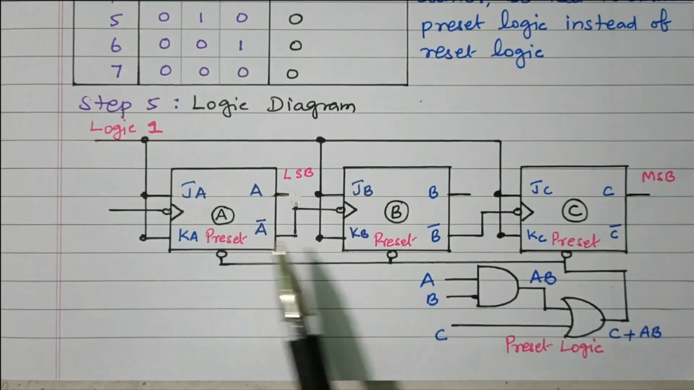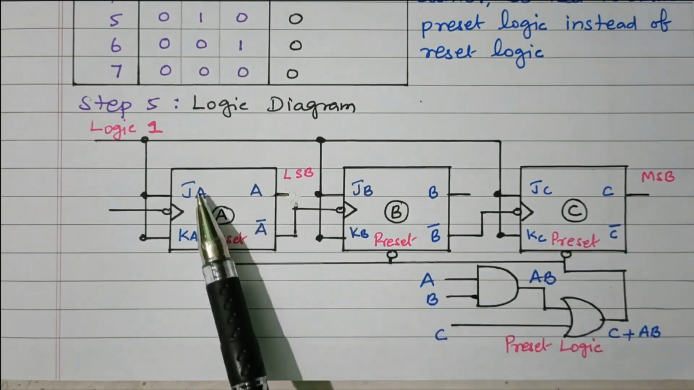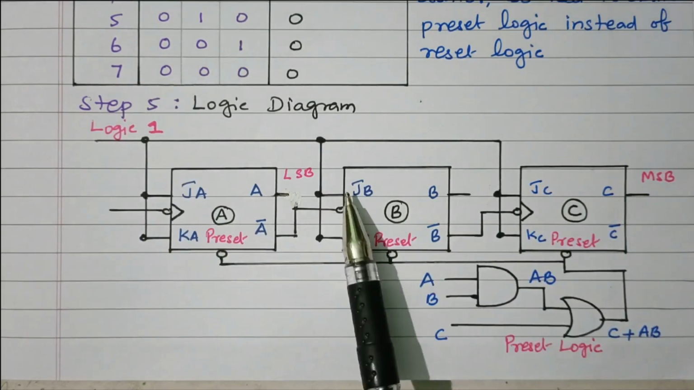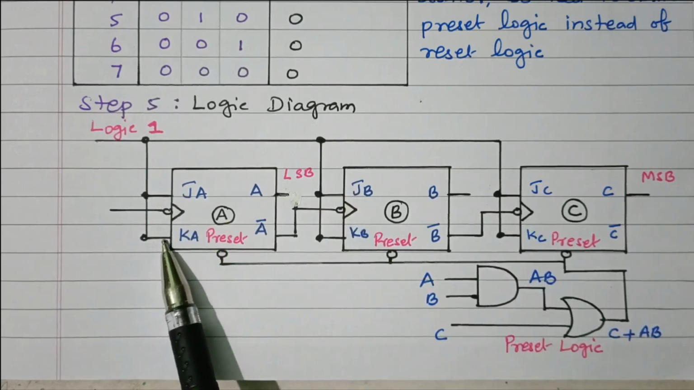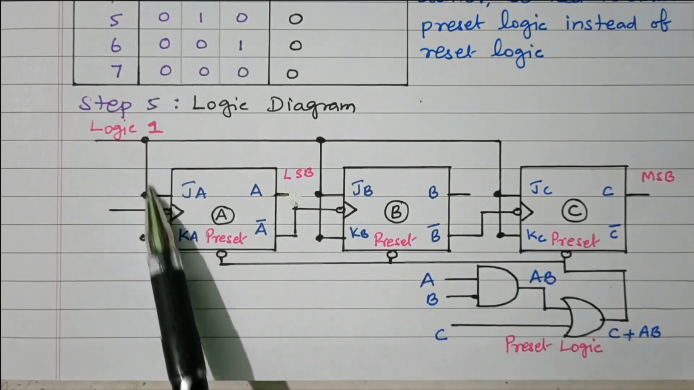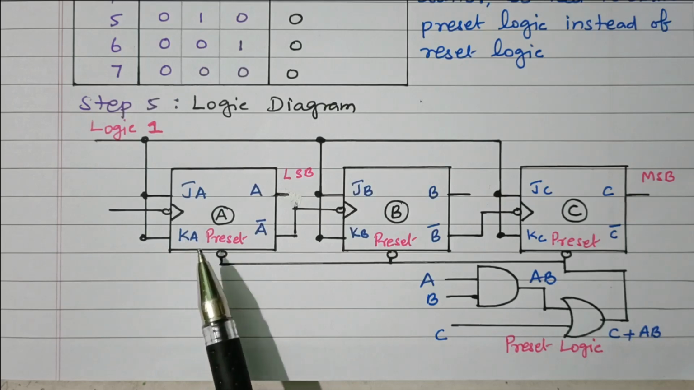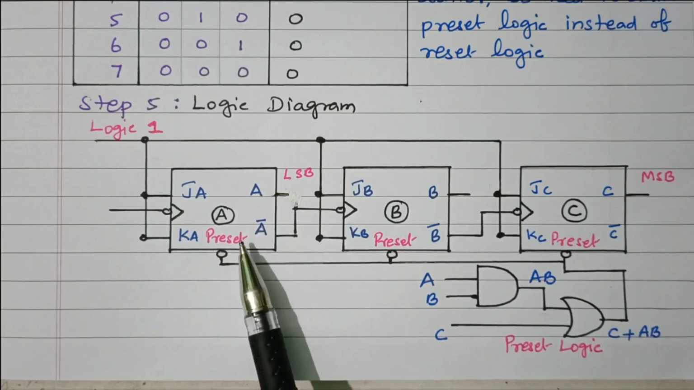So we already discussed there are 3 flip-flops needed. A, B, C. We are using JK flip-flop. The logic high is given to J input as well as K input. J also logical high, K also logical high. All 3 flip-flops receive the logic 1 as an input. Then what is the nature of JK flip-flop? If both the inputs are high, the output will toggle.